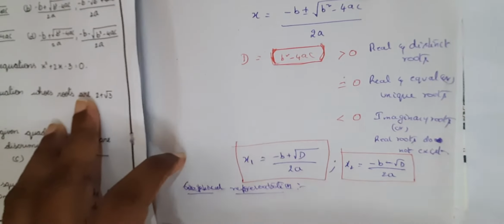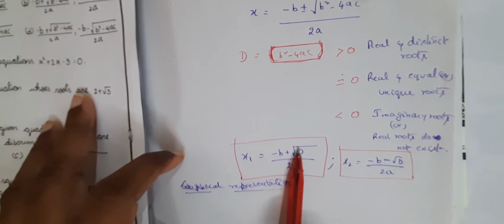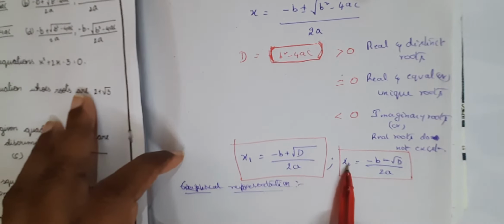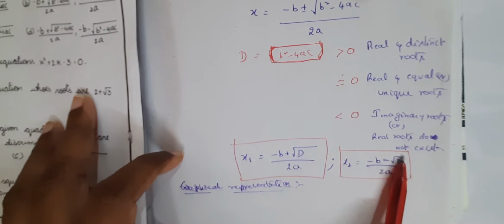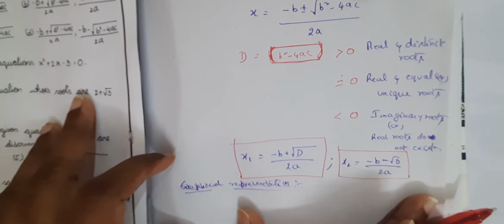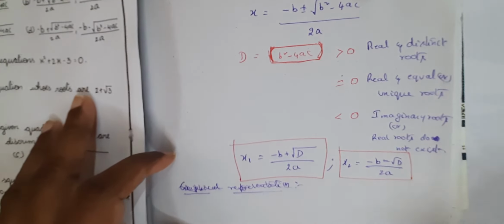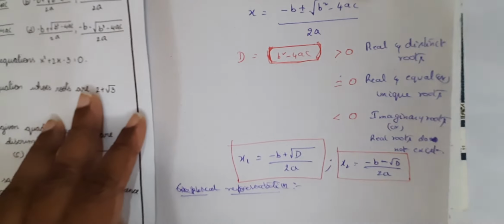Right? And the two roots are x1 is equal to minus b plus square root of d, where d is b square minus 4ac, by 2a, and x2 is minus b minus root of the discriminant by 2a. So these are the two roots that any quadratic equation can have whenever the discriminant is greater than 0.